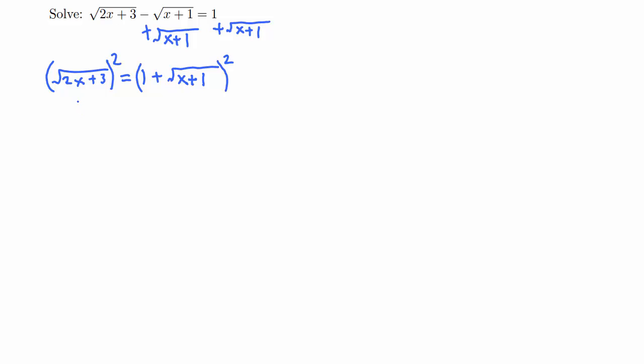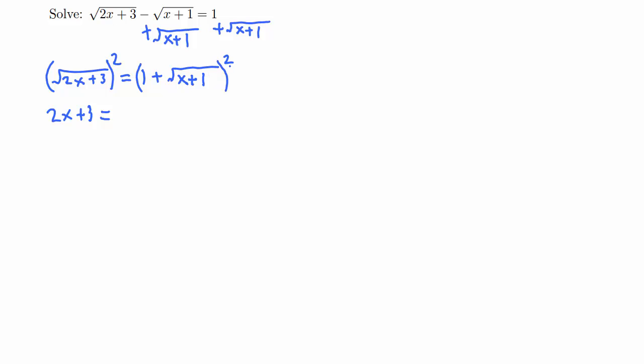Now the left-hand side's pretty easy. The square root and square cancel each other. You're left with 2x plus 3. The right-hand side, however, you do have to be careful with. Now I'm going to do this a couple of different ways. I'm going to first do this by what's commonly known as the FOIL method.